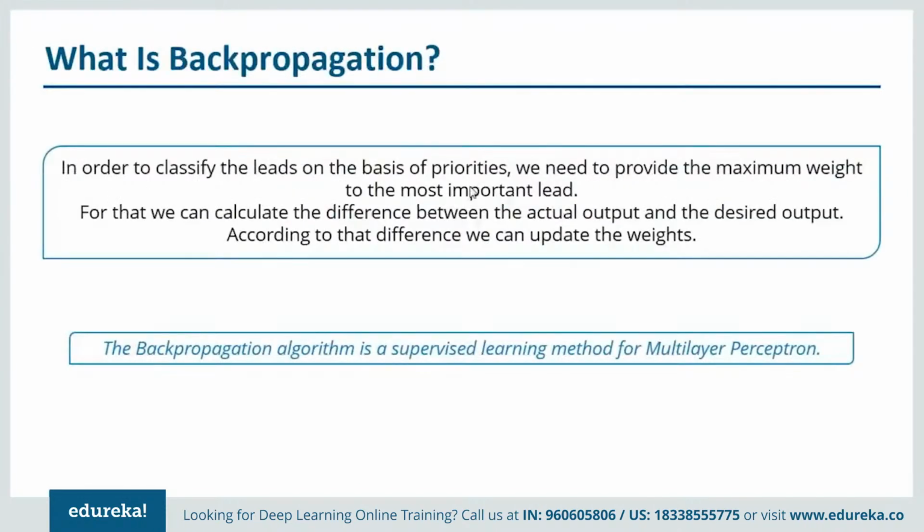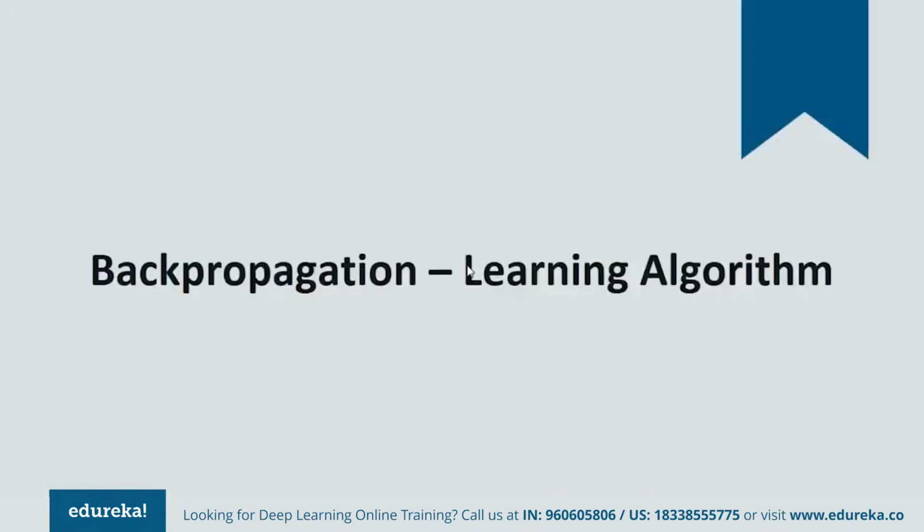So in order to classify the leads on the basis of priorities, we need to provide the maximum weight to the most important lead. And how are we going to do that? We're going to compare the actual output and the desired output, and according to the difference, we're going to update the weights. So what is backpropagation? Backpropagation is a supervised learning algorithm for multi-layer perceptron. Now let us understand what exactly this algorithm is.